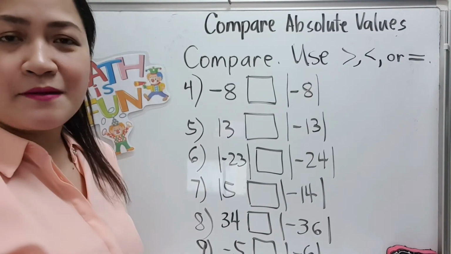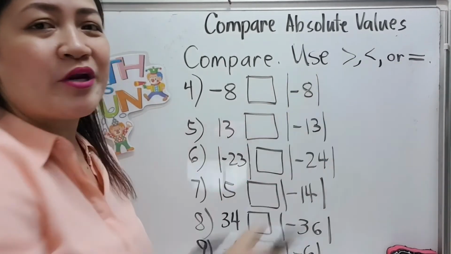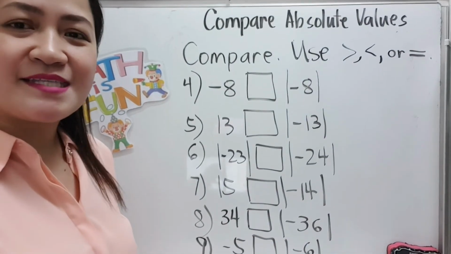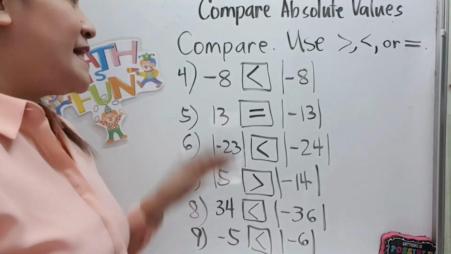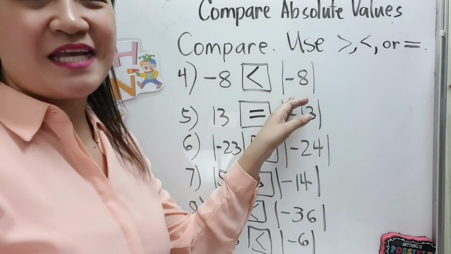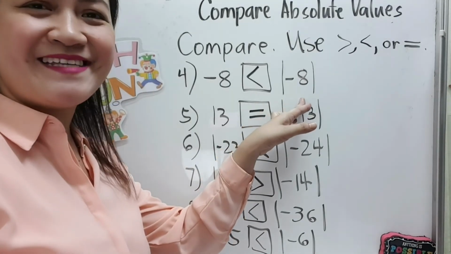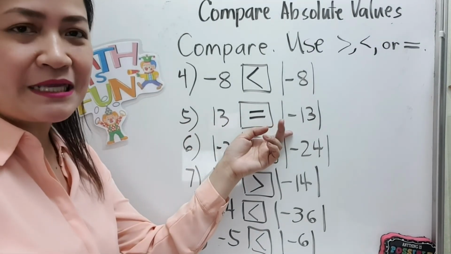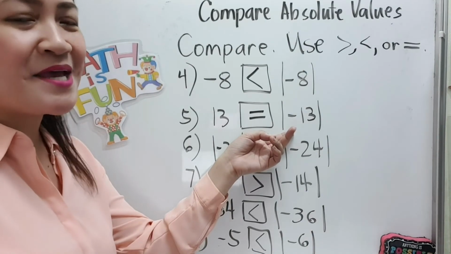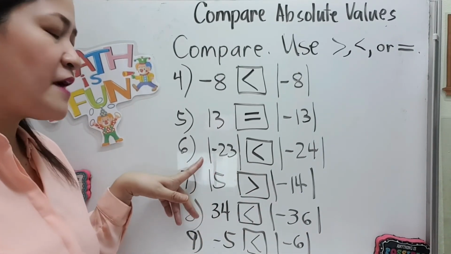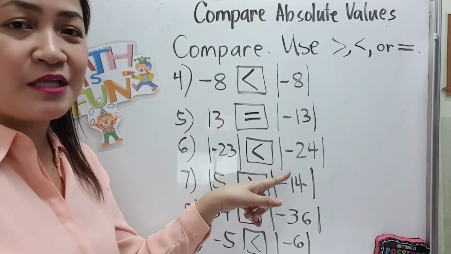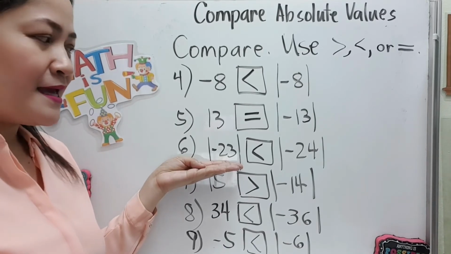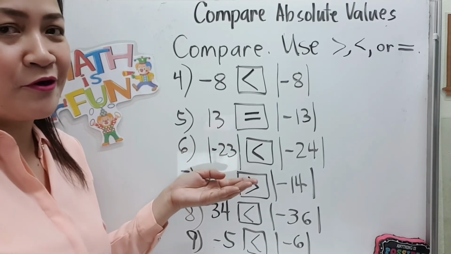Now, let us compare these numbers using greater than, less than, or equal to symbols. So, you are going to answer numbers 4 to 9, and then check your answers later. Here are the answers. Negative 8 is less than the absolute value of negative 8, since the absolute value of negative 8 is 8. Next, 13 is equal to the absolute value of negative 13 because the absolute value of negative 13 is 13. Number 6, the absolute value of negative 23 is less than the absolute value of negative 24 because the absolute value of negative 23 is 23 and the absolute value of negative 24 is 24.